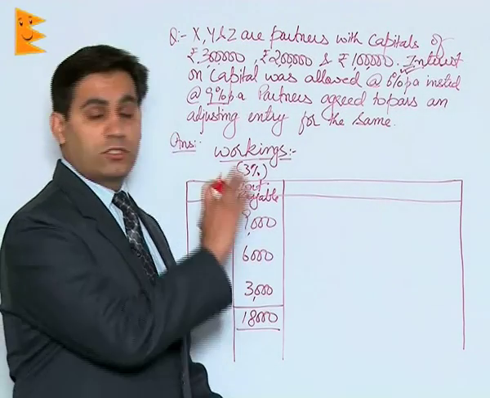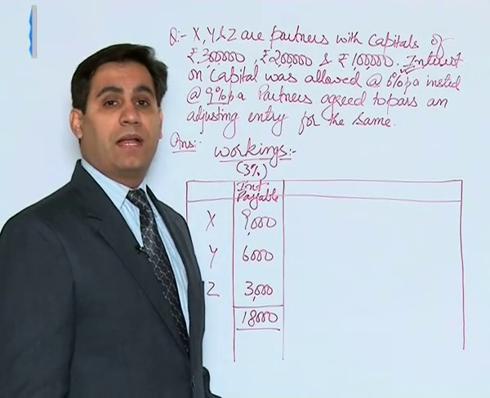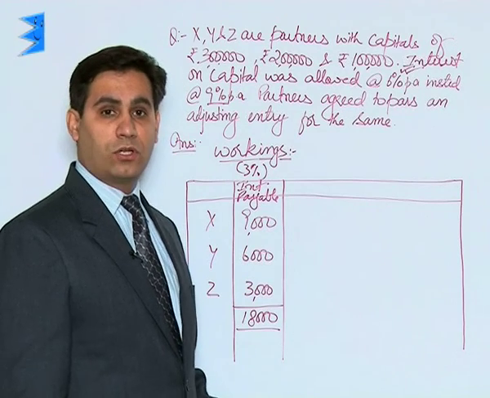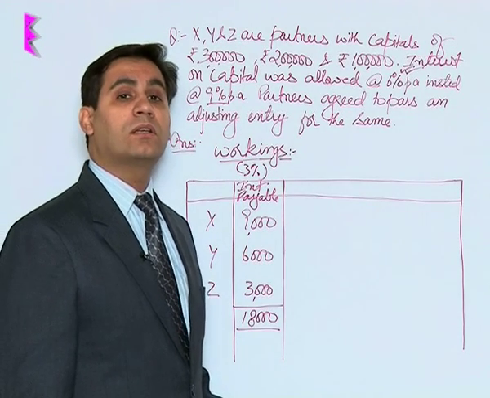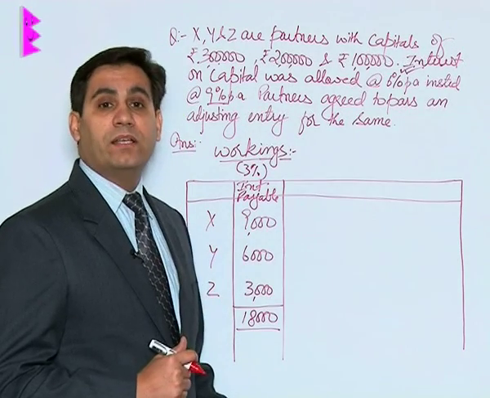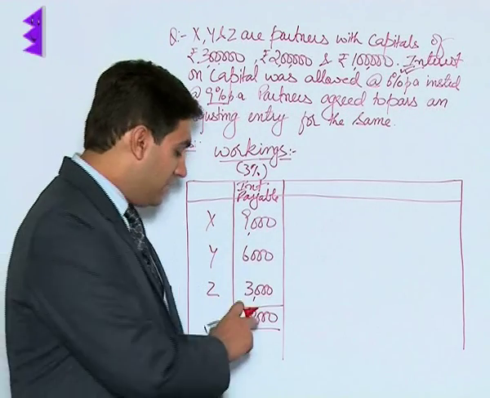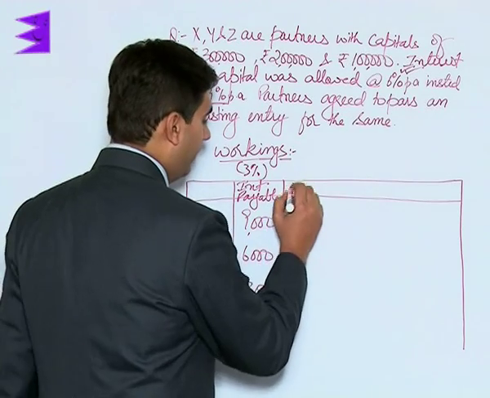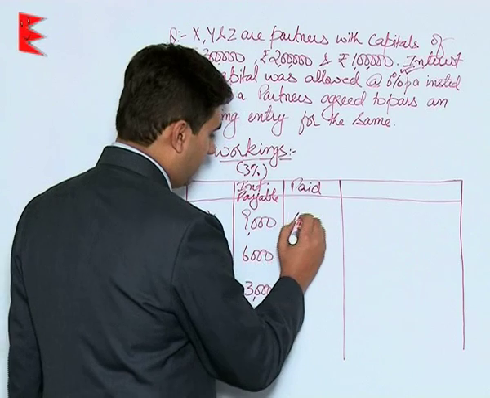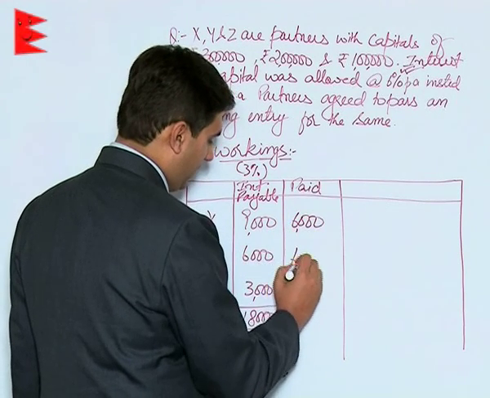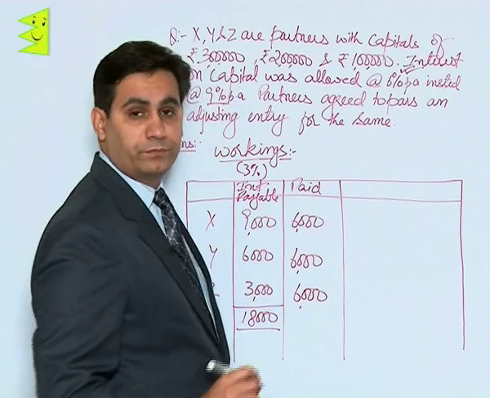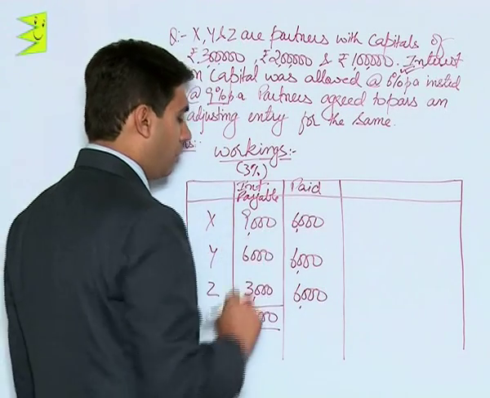Now students, there is no profit sharing ratio mentioned here, and we know that as per Partnership Act, in case profit sharing ratio is not there or is not clearly ascertainable, then the profits would have to be divided in equal ratio. So that means this 18,000 has been provided or paid in equal ratio. That is 6,000 to X, 6,000 to Y and 6,000 to Z. Now let us compare these two columns.